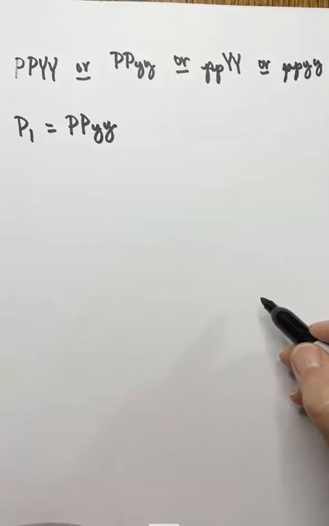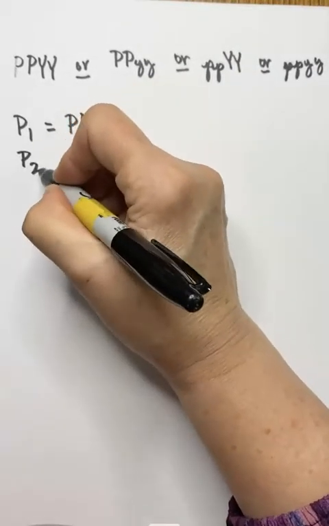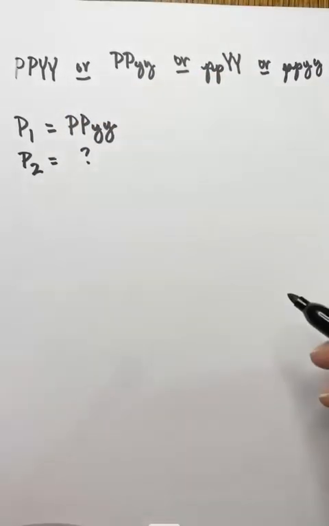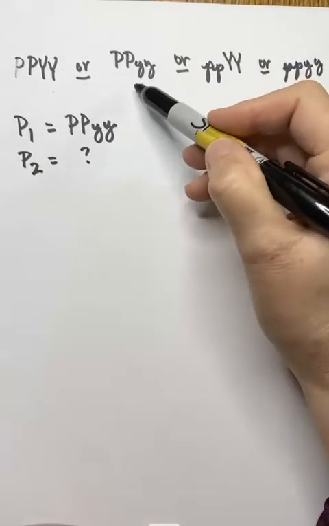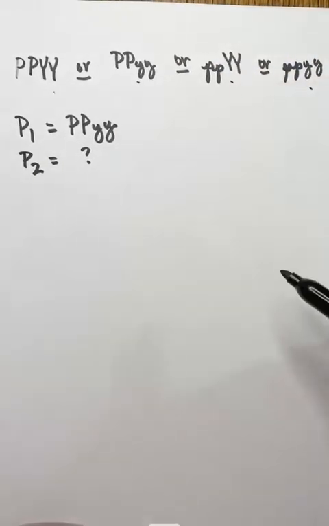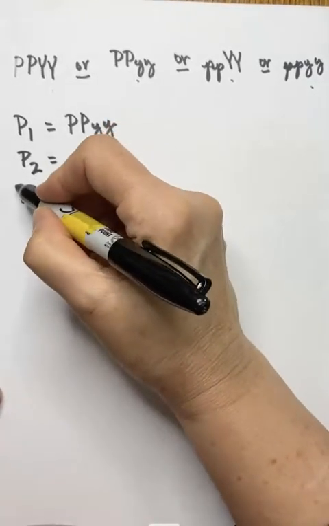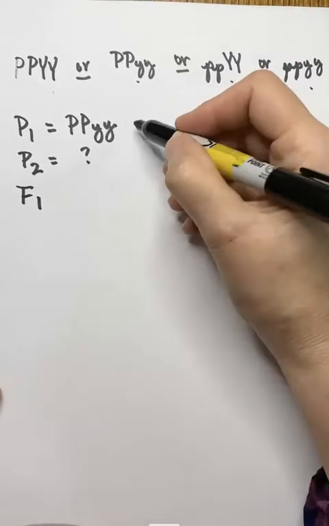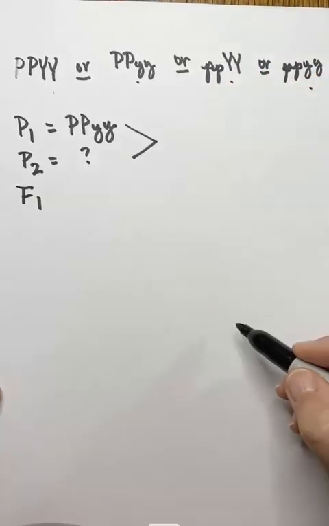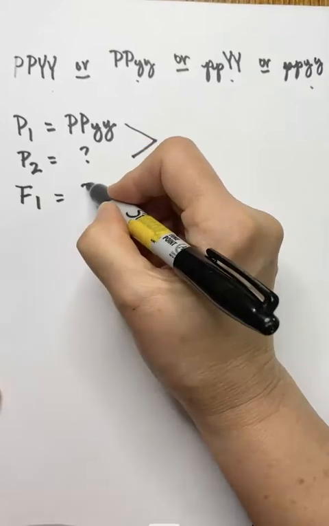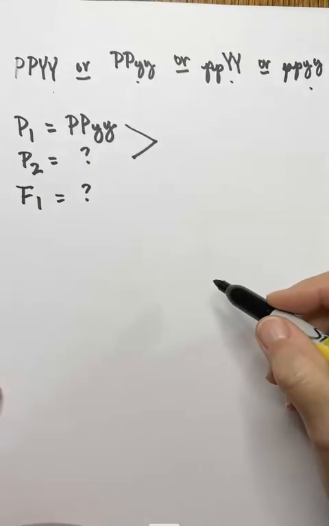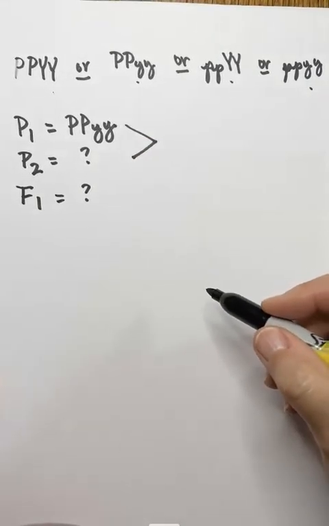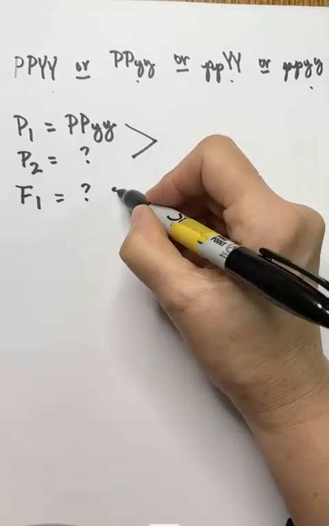All right, then you've got to figure out who P2 is, which of these genotypes your second parent is, based on the F1 generation. So what is that? F stands for filial, and that just means offspring. So once you cross these two parents, then what kind of offspring are you going to get? Since we are growing these seeds, we will see the phenotypes.